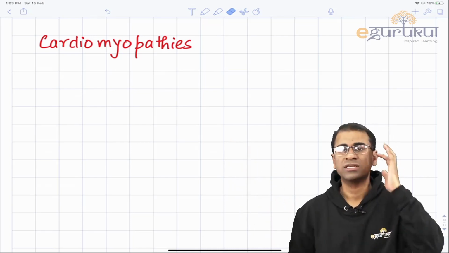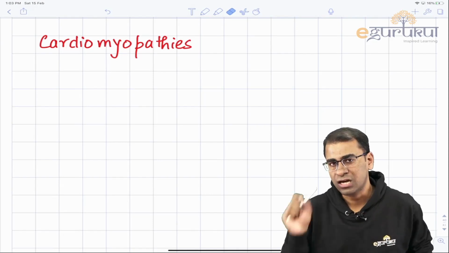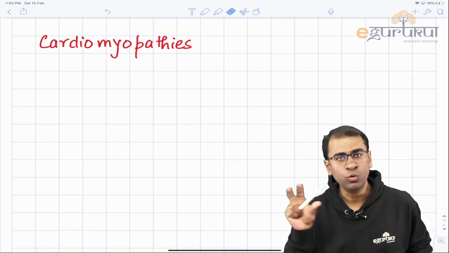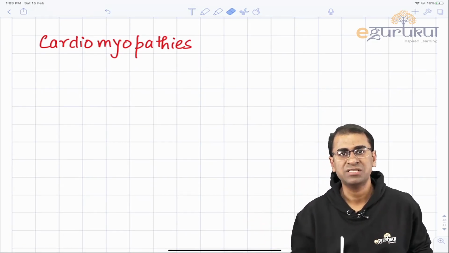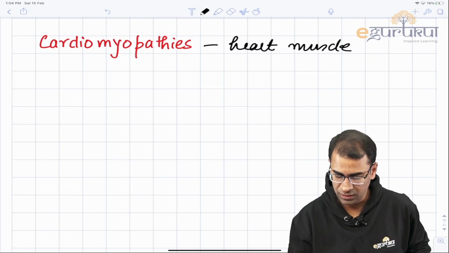Starting with this term called cardiomyopathy. The classical meaning of the word: cardio means heart, myo means muscle, and pathy means disease. So actually it refers to heart muscle disease.